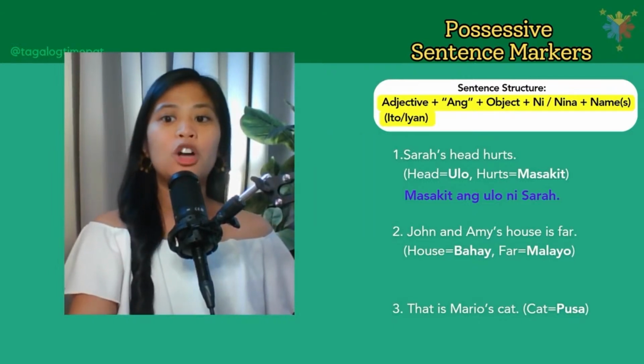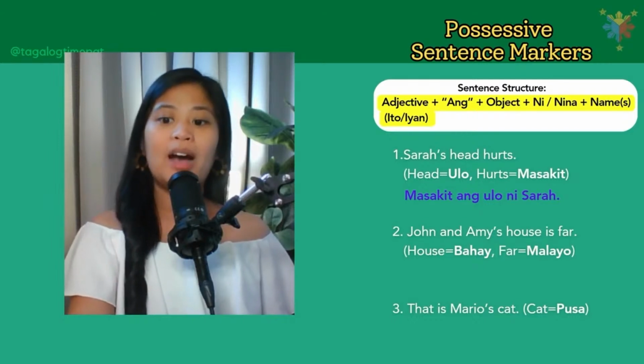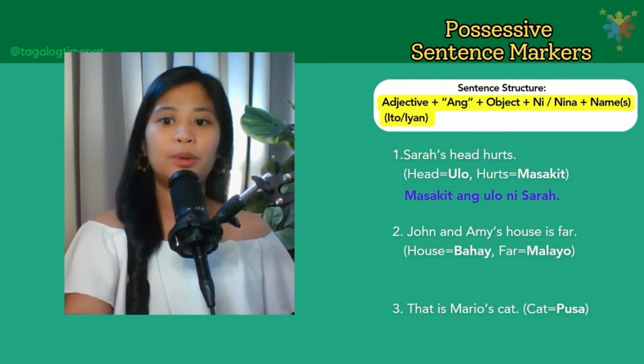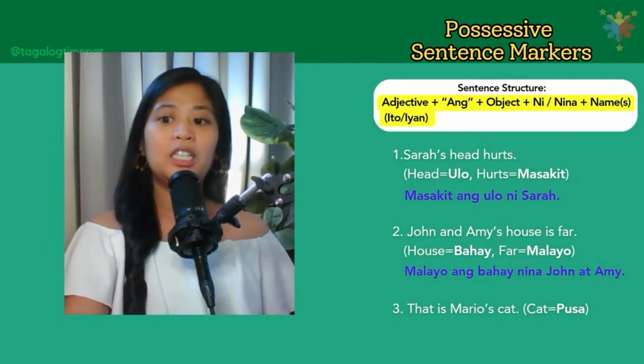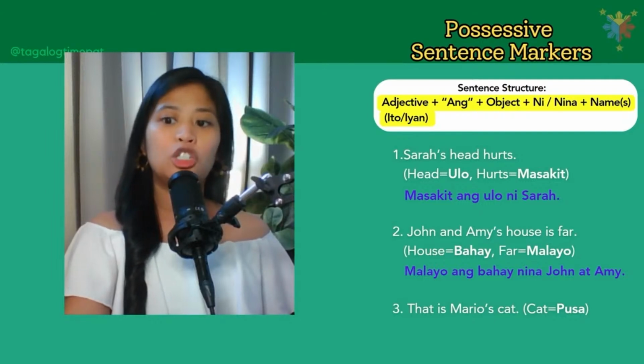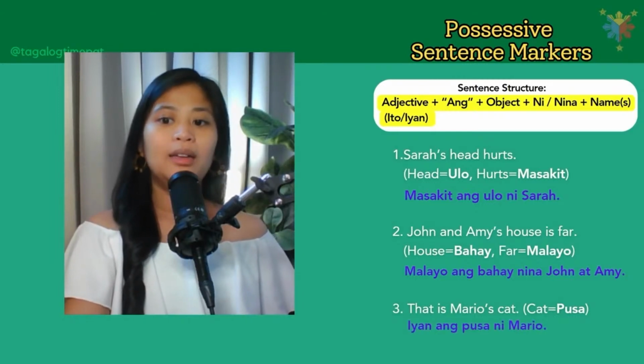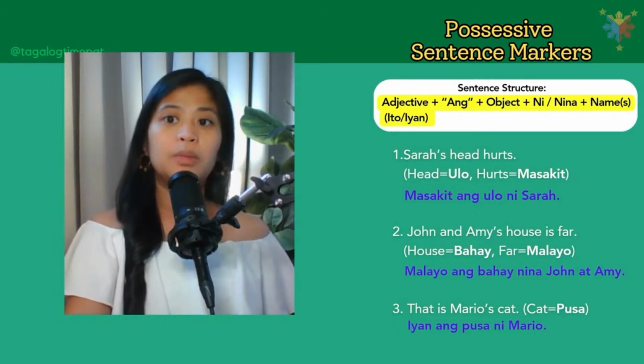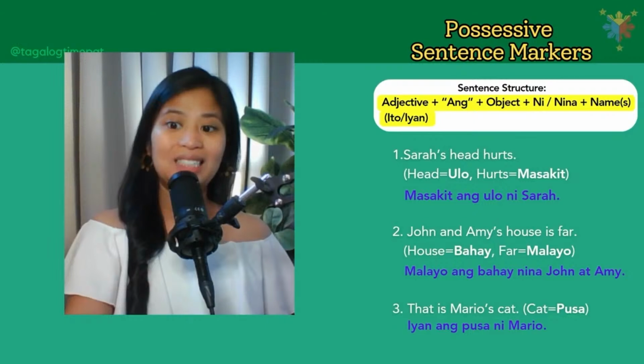Okay, number 2, John and Amy's house is far. House is bahay, far is malayo. Malayo ang bahay nina John at Amy. So we use nina because it's multiple people. And number 3, that is Mario's cat. Cat is pusa. Yan ang pusa ni Mario. Iyan ang pusa ni Mario. So it's just one person, so we would use the possessive sentence marker, ni.